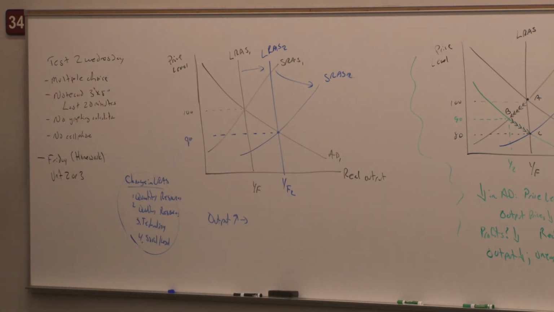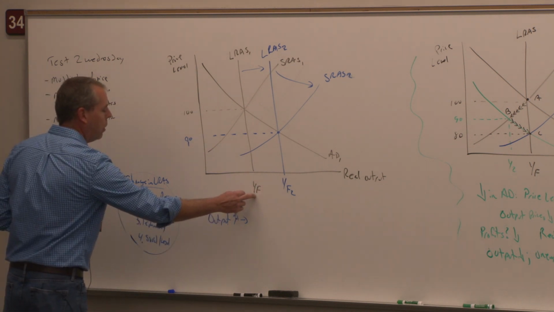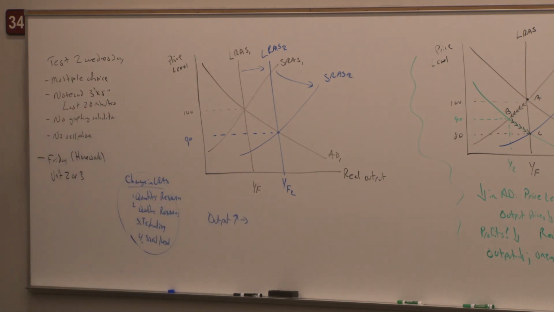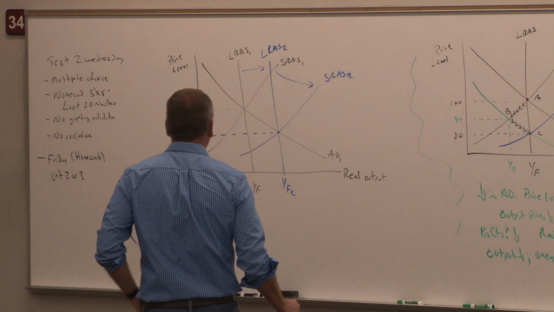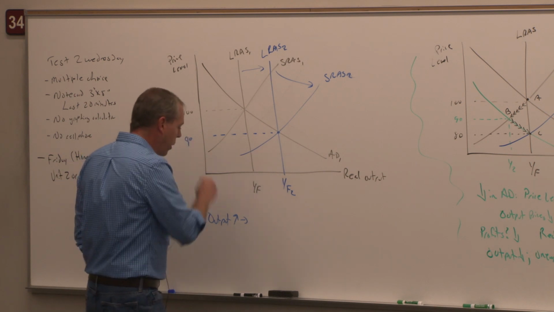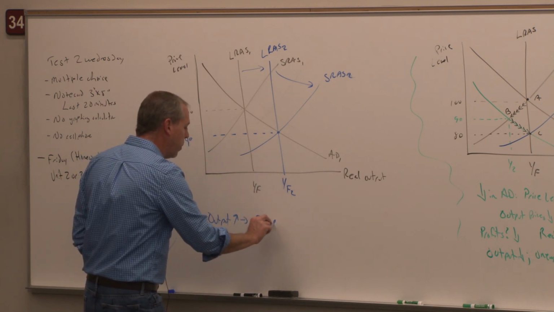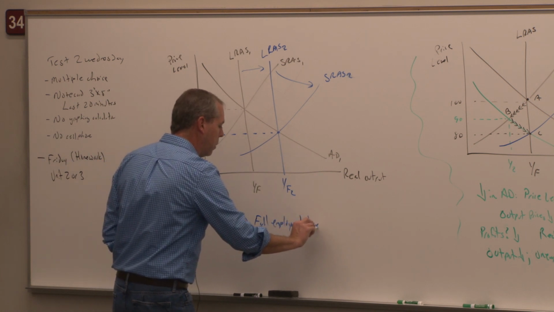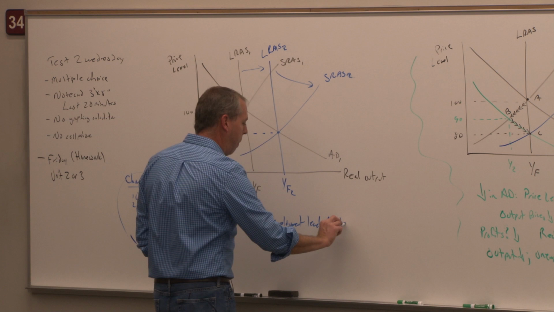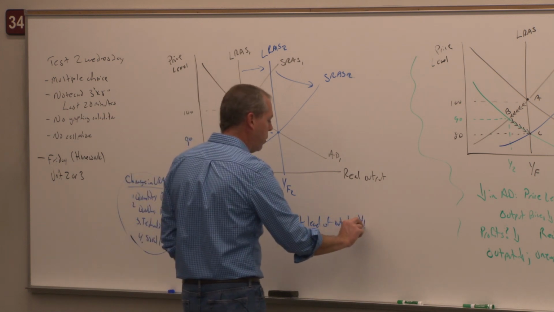Our real output, or our, what do we call this guy? Our full employment level of output, right? So our full employment level of output's actually going up. Our ability to make goods and services using all of our resources is increasing, right? So we're seeing this increase in our full employment level of output. We're seeing output increase from YF to Y2.